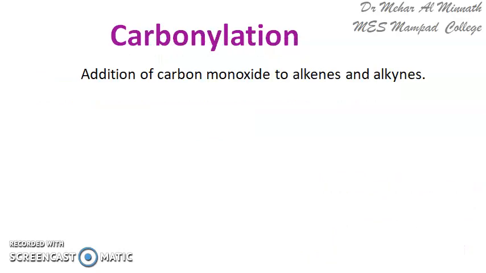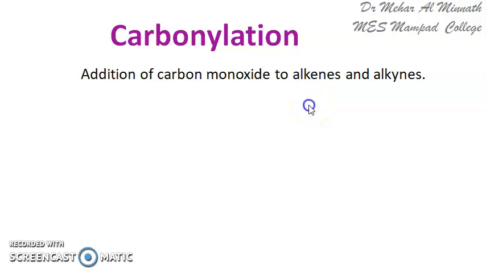Now, both involve the addition of carbon monoxide. When you add carbon monoxide and you get a carbonyl group, you call it carbonylation. And when you add carbon monoxide and you get a carboxyl group, you call it carboxylation. Now here we are adding carbon monoxide to alkenes and alkynes.